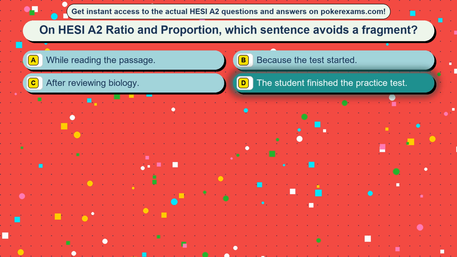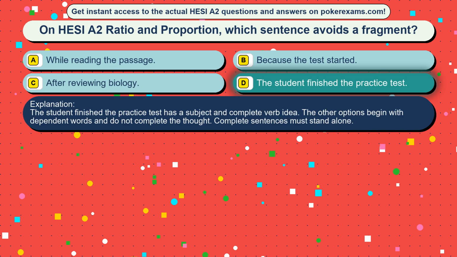The correct answer is option D, the student finished the practice test. The student finished the practice test has a subject and complete verb idea. The other options begin with dependent words and do not complete the thought. Complete sentences must stand alone.